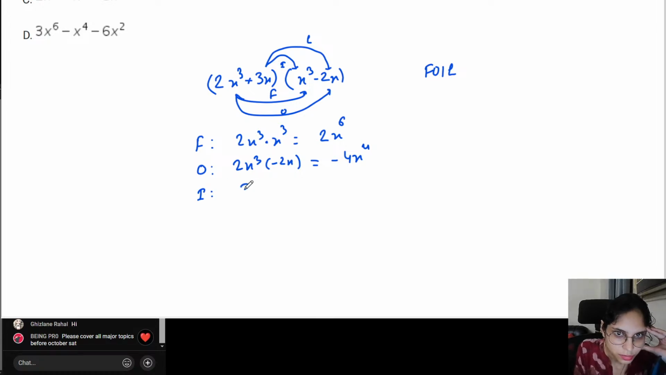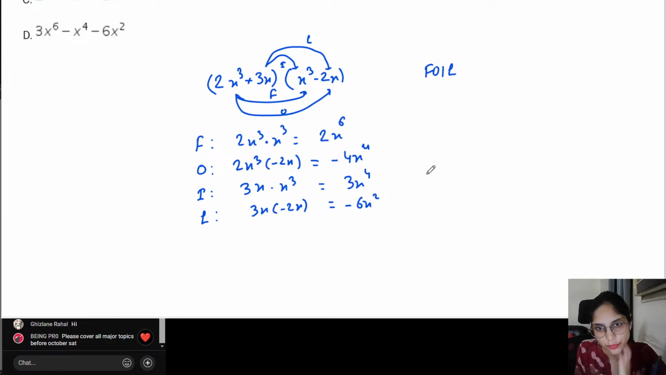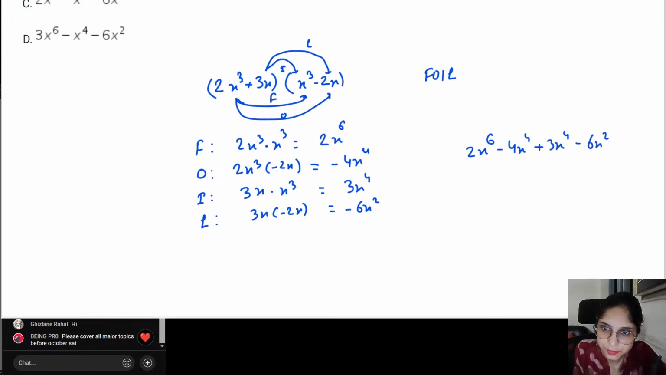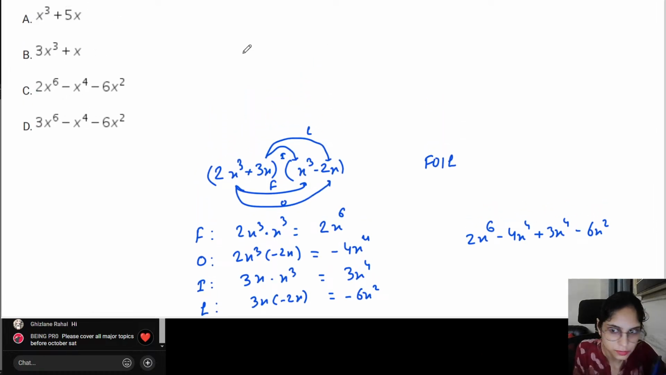Now the inners, 3x times x cubed, that's 3x to the 4th. Lasts, 3x times negative 2x, negative 6x squared. You have got all your terms, add them together: 2x to the 6th, negative 4x to the 4th, plus 3x to the 4th, negative 6x squared. And now negative 4x to the 4th plus 3x to the 4th, you can combine because they are like terms. So 2x to the 6th minus x to the 4th minus 6x squared.